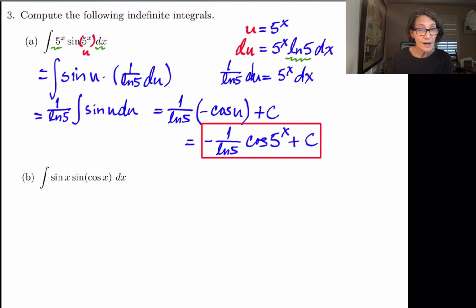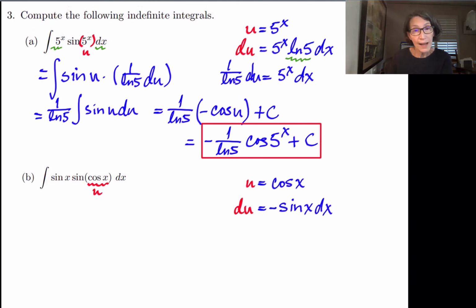All right, let's look at part B. Part B, we have the indefinite integral of sine of x times sine of cosine of x dx. So I see the composite sine of cosine x, so I'm going to try my substitution u equals the inside function, cosine of x. So we write down the substitution, u equals cosine of x. Then we write down du, the differential. It's the derivative of cosine x, which is negative sine x, times the differential dx.